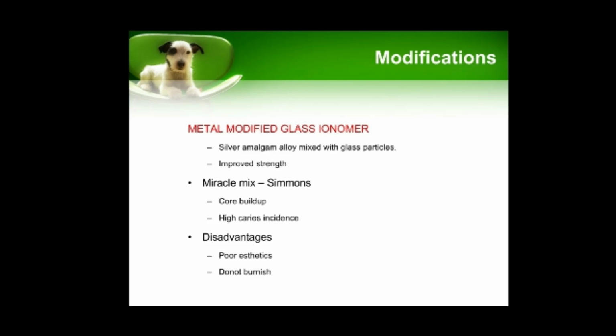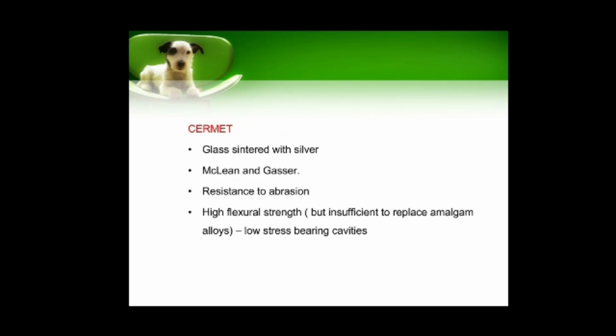The modifications of glass ionomer cement include metal modified glass ionomer cement. It is the silver alloy admix, that is, silver amalgam alloy particles mixed with glass particles. It has improved strength. Simmons gave the name miracle mix for the metal modified glass ionomer, which can be used in core build up and also in patients with high caries risk. But the disadvantage is it has poor aesthetics and it cannot be burnished.